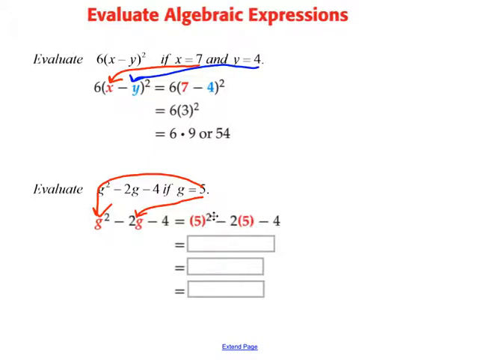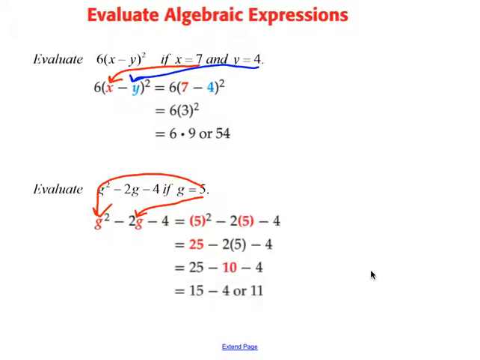So 5 squared, remember that's 5 times itself, 2 times, so 5 times 5 is 25. 2 times 5 is 10, and then minus 4. So we have 25 minus 10 minus 4. Now here's where you need to remember how to add and subtract numbers with different signs. 25 minus 10 gives you 15, and 15 minus 4 is 11.